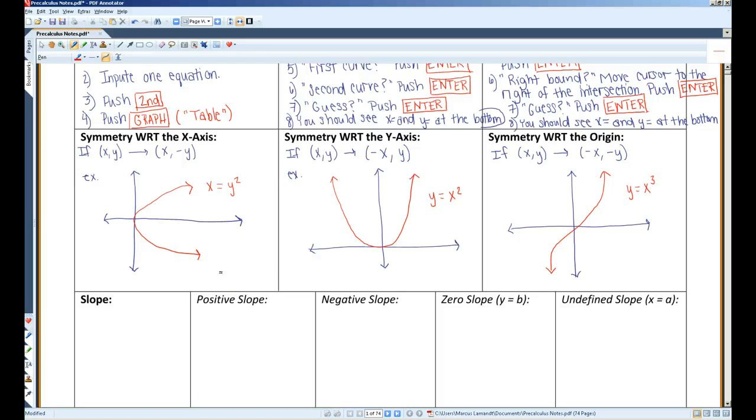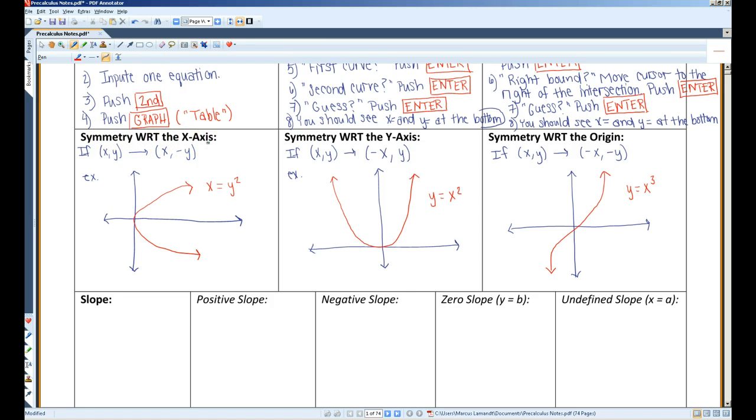One helpful tool for graphing equations, especially if you're graphing equations by hand, involves symmetry, particularly symmetry with respect to the x-axis, y-axis, and origin. By the way, WRT is my abbreviation for with respect to. So anytime you see WRT, just think with respect to. So this is symmetry with respect to the x-axis.